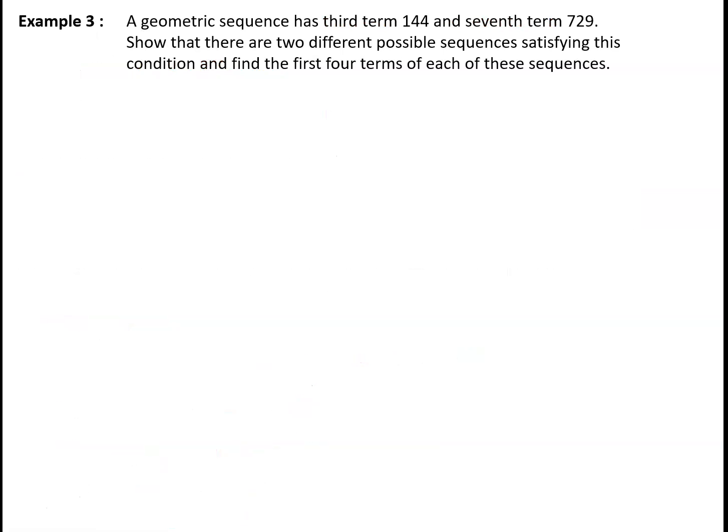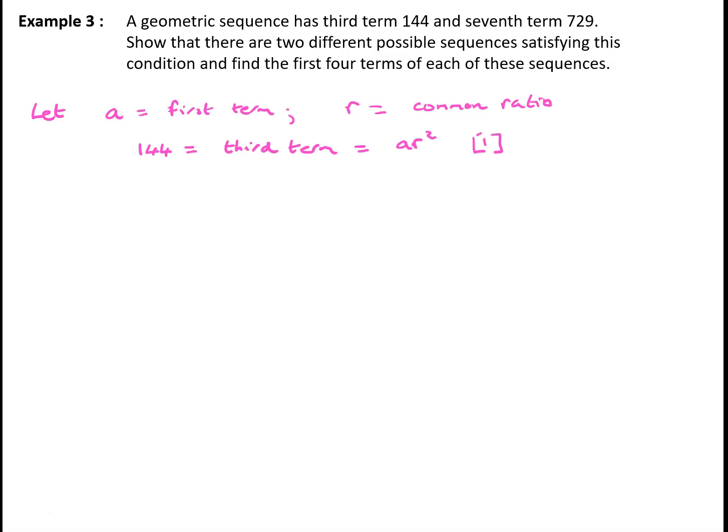For example 3, we've got a geometric sequence that has third term 144 and seventh term 729. We've got to show that there are 2 different possible sequences satisfying this condition, and we've got to find the first 4 terms of each of these sequences. If a is the first term and r is the common ratio, then we're told the third term is 144, so that tells me that ar squared must be 144, and we're told that the seventh term is 729, so I've got 729 equals the seventh term, which must be ar to the power 6.